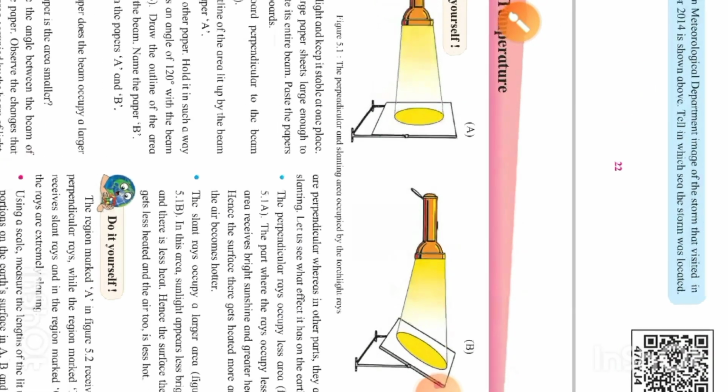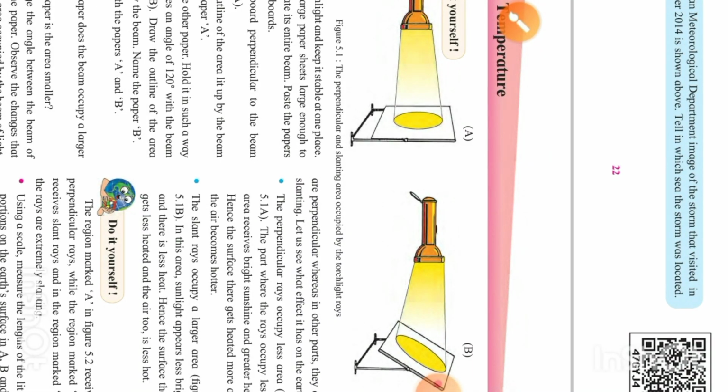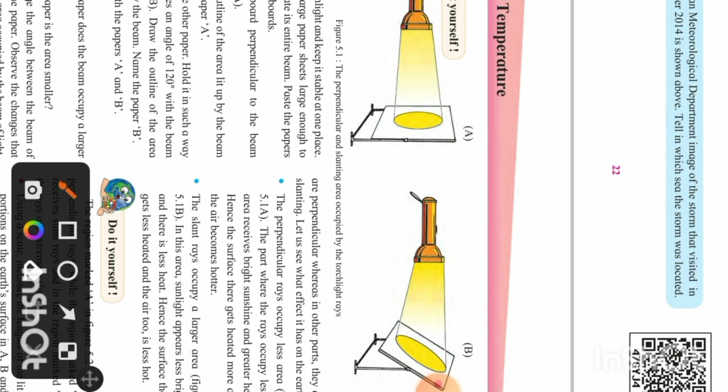Let's compare both the images. So it's consuming more space, and the shape of the torch light is spherical now, okay. So we will read further and understand what they are trying to say.